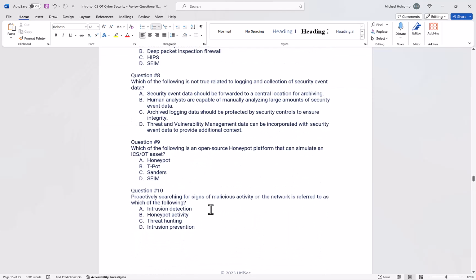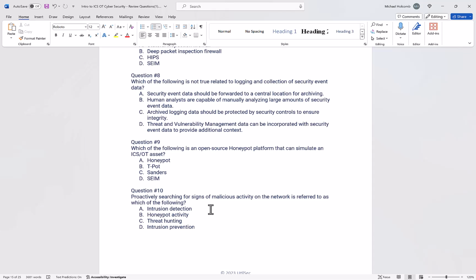Question 8, which of the following is not true related to logging and collection of security event data? Security event data should be forwarded to a central location for archiving. Yeah, that's what we were just talking about. Well, archiving is just storing, but at a bare minimum, we definitely want to at least have that on record in case we need it for an investigation down the road.